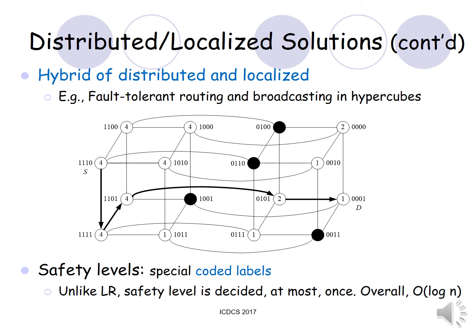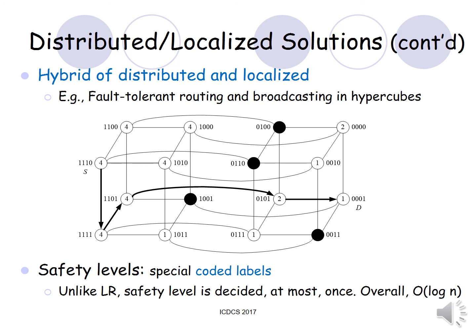So the number associated with each node corresponds to the safety level of each node. So suppose a node's safety level is 1, it means that from this node you can reach any nodes within one hop through an optimal path or shortest path. If a label is 4, in this case in a 4-dimensional hypercube, then that means it's completely safe. This node can reach any node through shortest path.